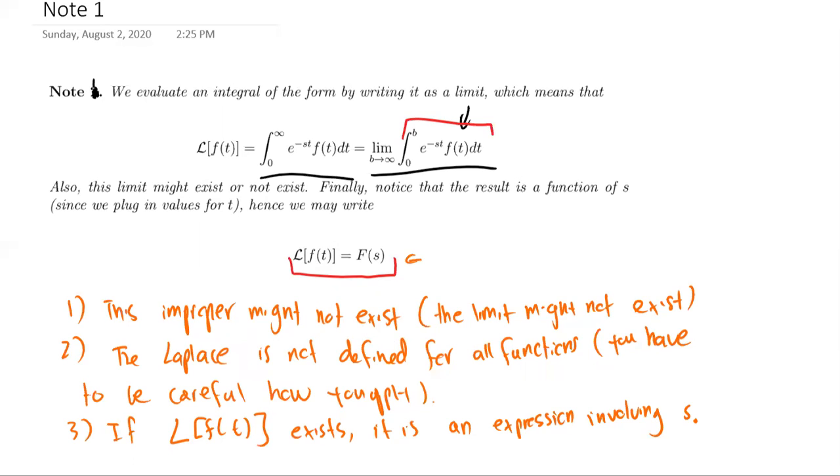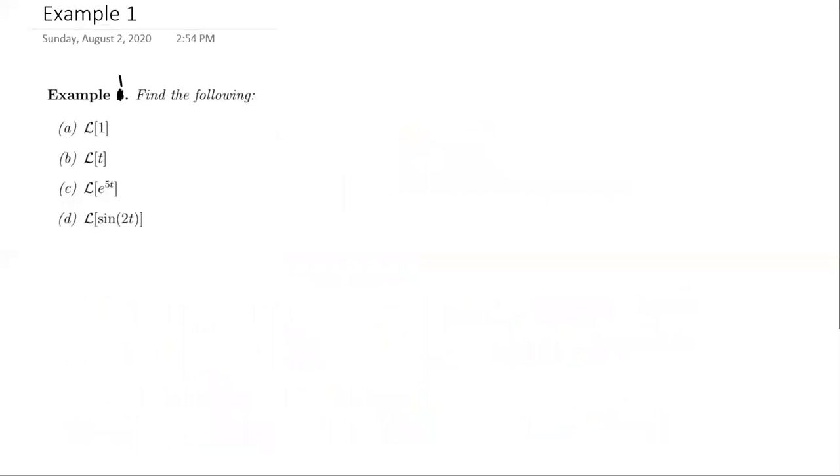But if it exists, since we're integrating with respect to t, and we're plugging in 0 and b in the integral, if this limit converges, what we're left with is some expression involving the variable s, which was a constant for us in terms of the integration. And that's what I wrote here, underlined in red: the Laplace transform of f of t equals F of s, assuming that the Laplace transform exists. And as I mentioned, we're going to use lowercase letters for functions and then corresponding uppercase letters for the Laplace transform of a function. So that was the previous video.